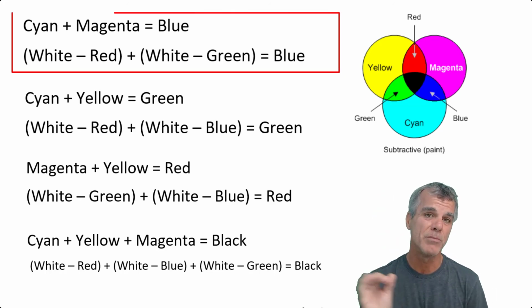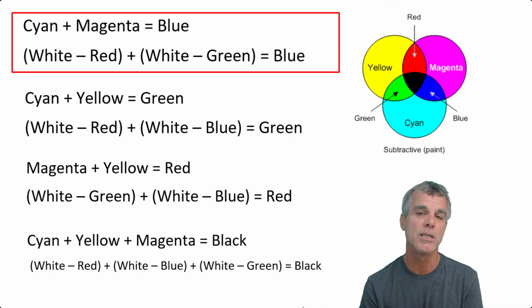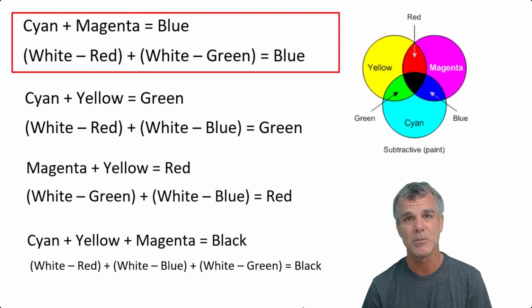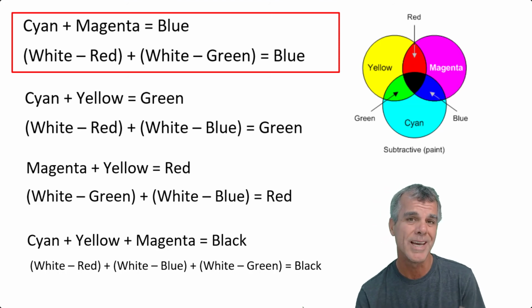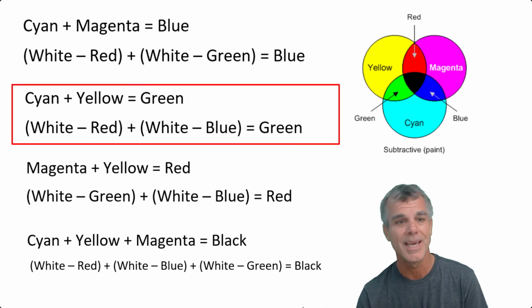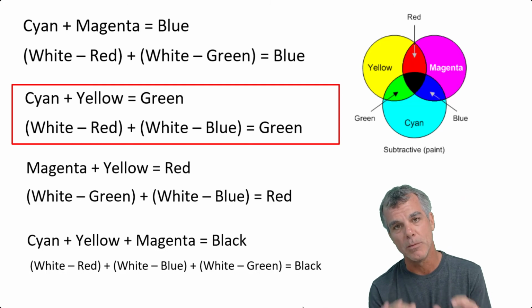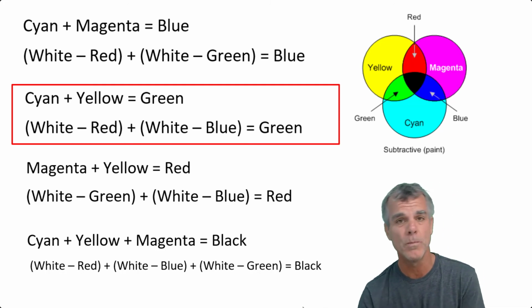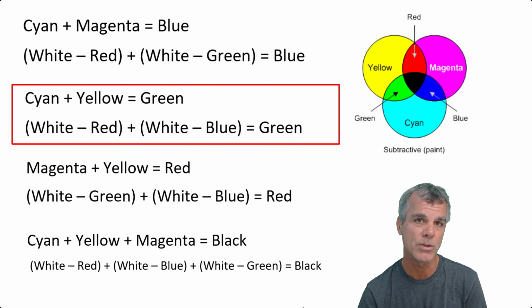So cyan plus magenta. Cyan is absorbing the red component of white light. Magenta is absorbing the green component of white light. So when I take white light and I subtract red and green from it, what I'm left with is blue. So cyan plus magenta equals blue. Cyan plus yellow. Again, cyan is absorbing the red component of white light. Yellow is absorbing the blue component of white light. And when I take white light and I subtract off red and blue, what I'm left with is green. So cyan plus yellow equals green.